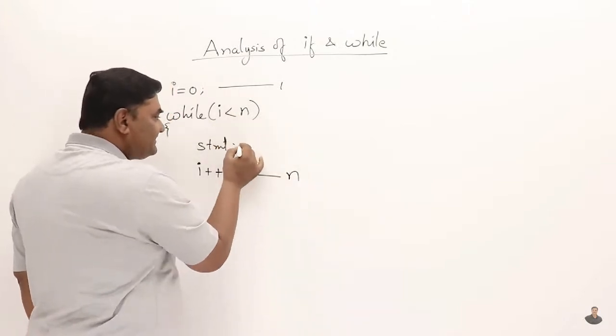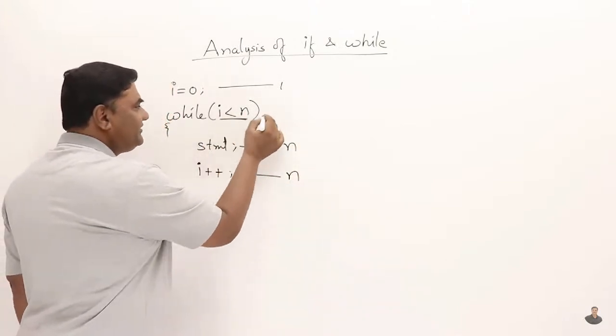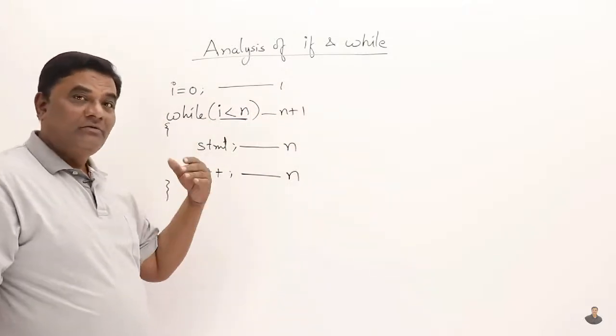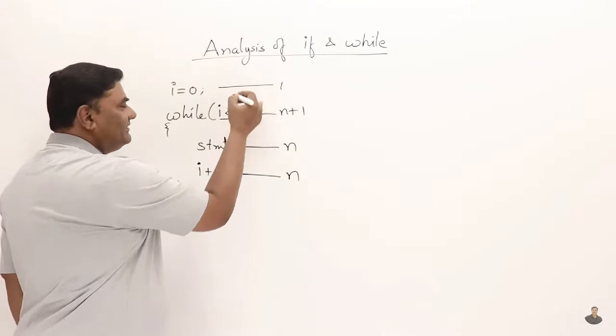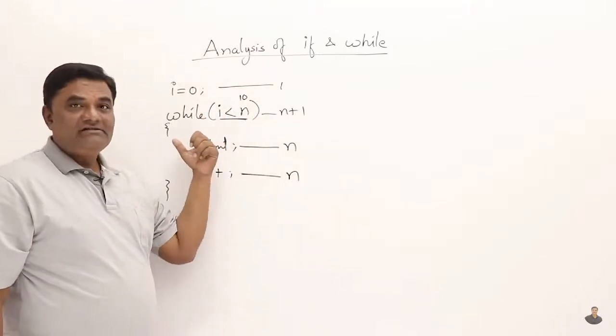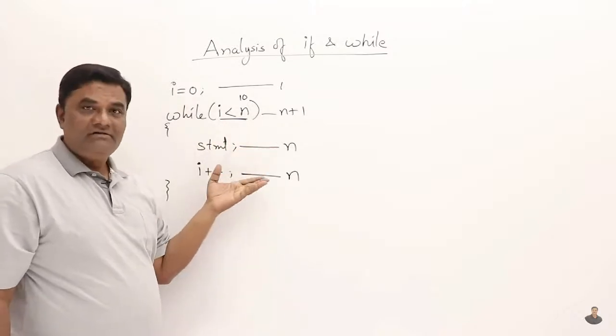How many times will this statement execute? Again, n times only. How many times will this execute? N plus 1 times. How? N times the condition will be true and 1 time the condition is false. So if, for example, n is 10, then this is going to repeat for a total of 10 times, 0 to 10. It will stop when I becomes 10. And how long will this execute? As long as I is from 0 to 9. So this is n times, right? And that is 1 extra.